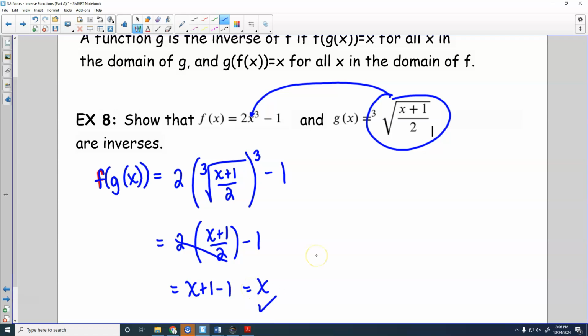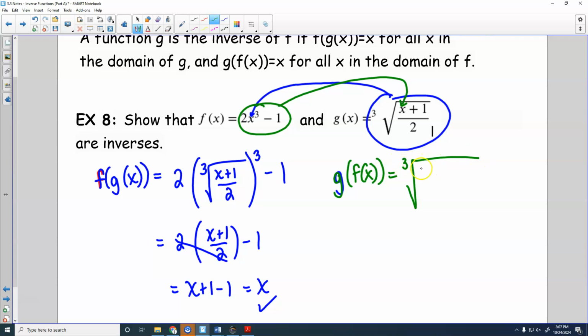So that works. I have not come across any question ever that works one way and does not work the other way. But I'm guessing there might be one somewhere. The definition tells us that we have to switch these and try it the other way. So you would also need to do, let me use a different color, g of f of x, which means we're taking f and plugging it in for the x right here. So that would look like this. I'd have the cube root of 2x cubed minus 1 plus 1 over 2.